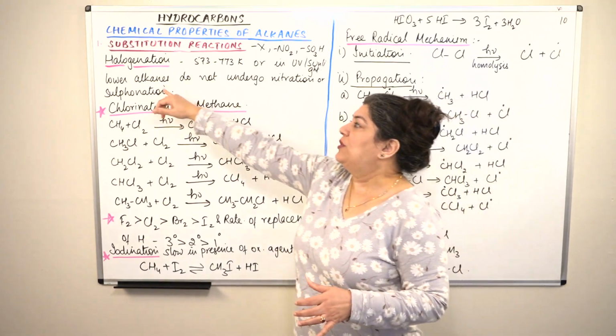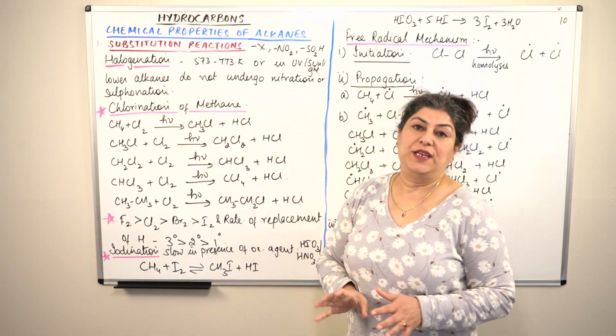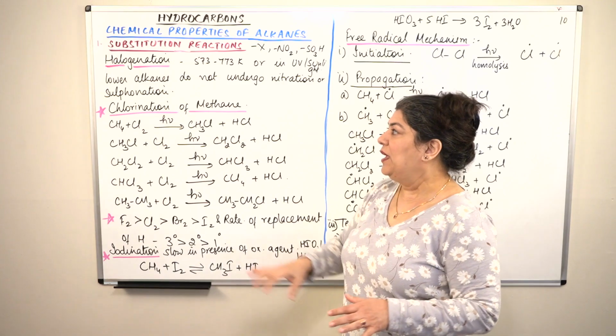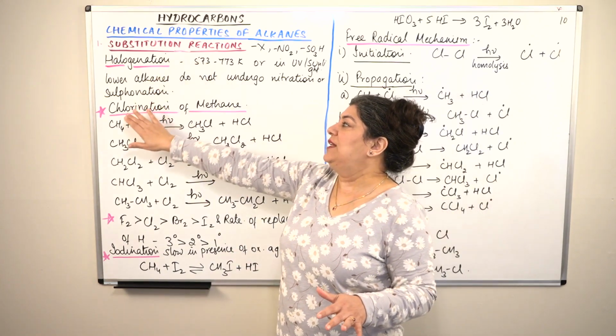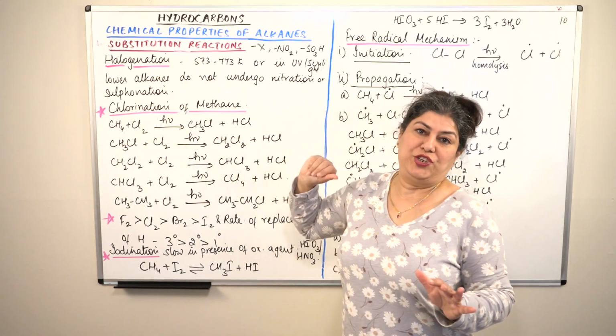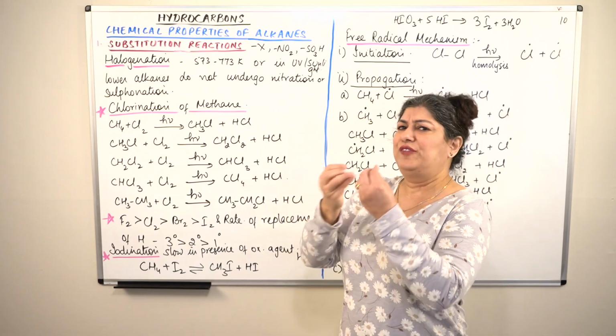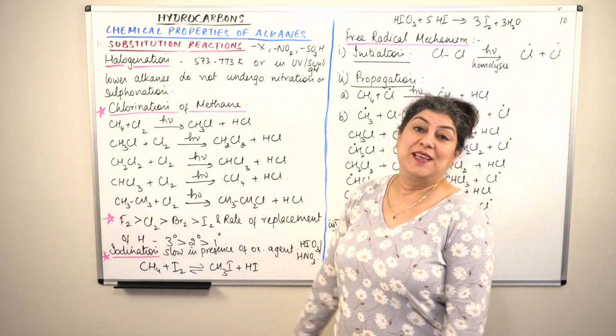And as I told you, lower alkanes do not undergo nitration and sulfonation. So in the case of halogenation, let us take the example of chlorination, and chlorination of the simplest hydrocarbon, that is methane.